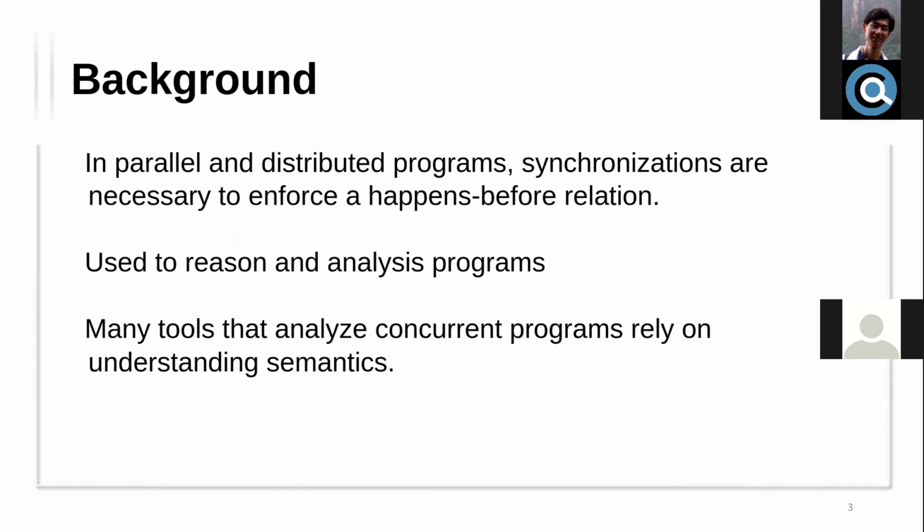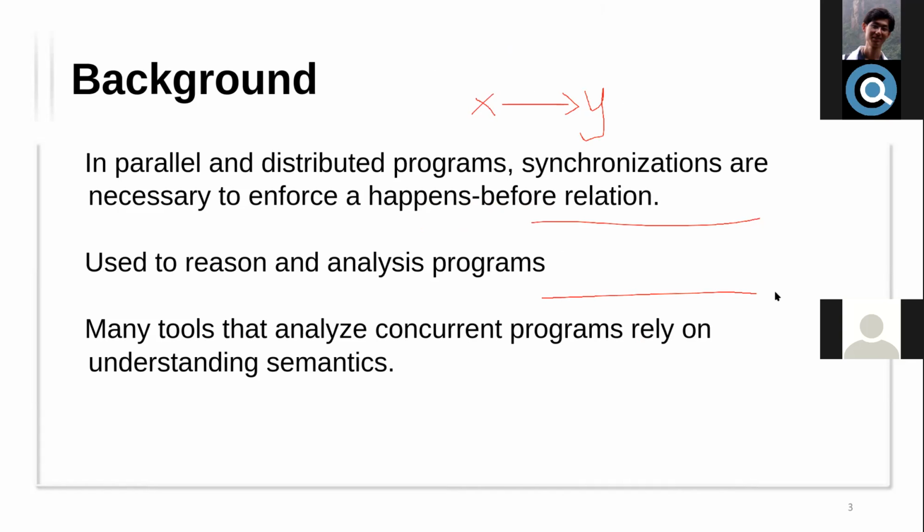So the current climate is that most of the tools that analyze concurrent programs rely on understanding semantics. By the way, is it possible that you introduce some basic concepts like the happens-before relationship? Okay, so the happens-before relationship is, in a series of parallel executions, you have events, and then some event X happens before event Y if... yeah, how do I explain? It's just, it happens before.